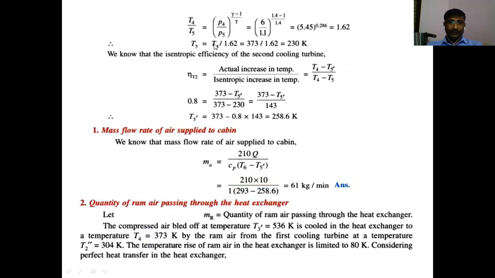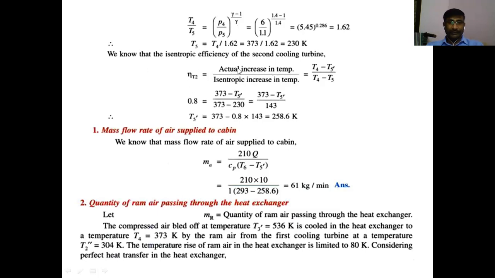From this, T5 is equal to T4 by 1.62. T4 value is 373, that is 100 degrees centigrade, given in the problem. So we will get 230 kelvins. That is the temperature of air after expansion in the second cooling turbine. By using this temperature, we can find T5 dash, that is the actual air temperature after expansion, by using the isentropic efficiency of the second cooling turbine.